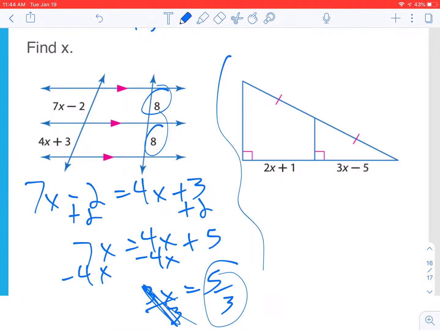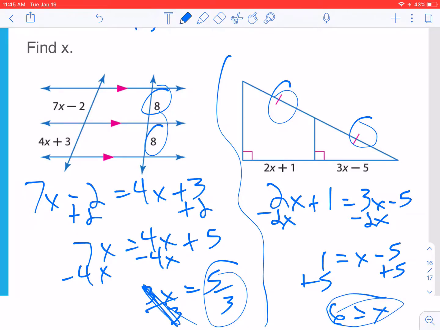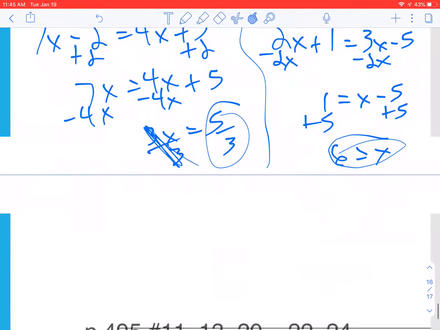Up here, same idea. Since these two are equal, then 2x plus 1 will equal 3x minus 5. Minus my 2x. I'll start different this time. So 1 equals x minus 5. Plus 5, plus 5. X will equal 6.